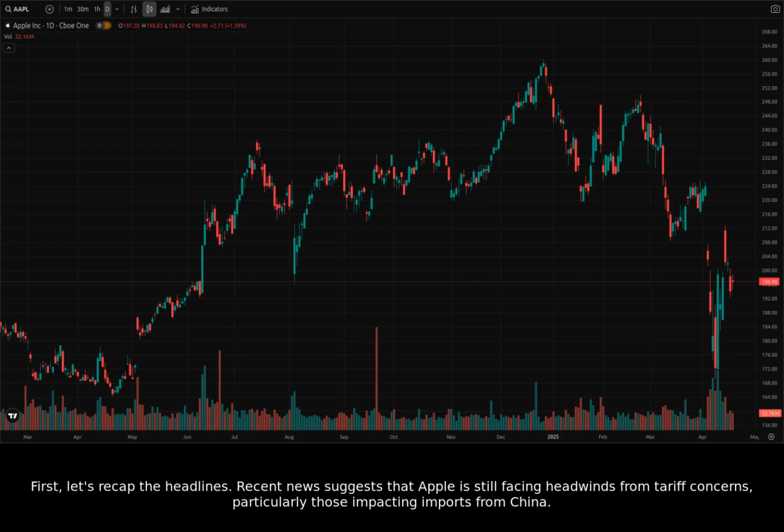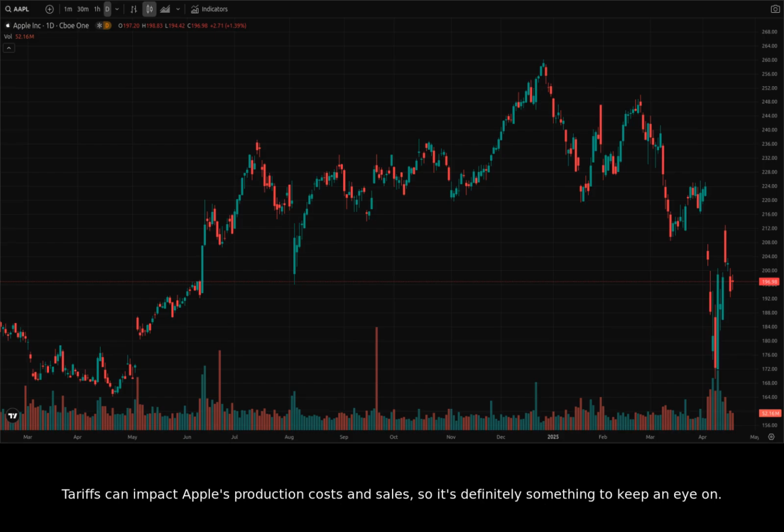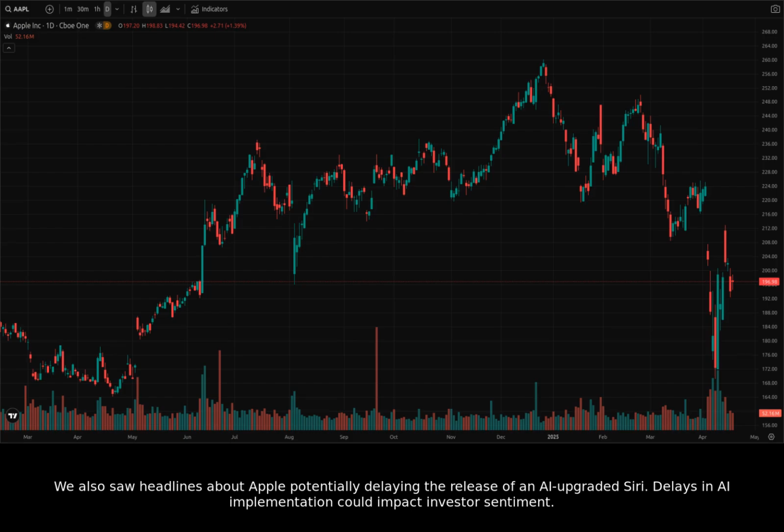Recent news suggests that Apple is still facing headwinds from tariff concerns, particularly those impacting imports from China. Tariffs can impact Apple's production costs and sales, so it's definitely something to keep an eye on. We also saw headlines about Apple potentially delaying the release of an AI-upgraded Siri. Delays in AI implementation could impact investor sentiment.